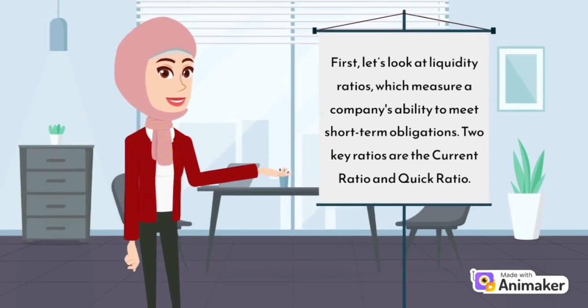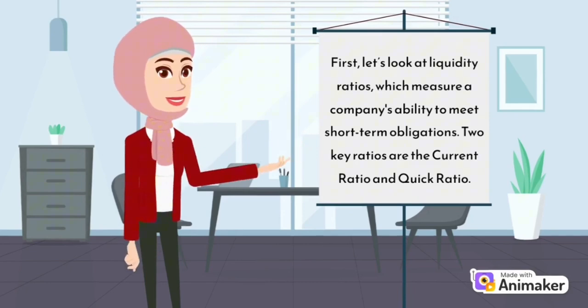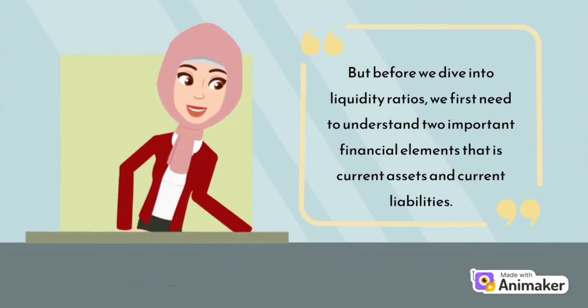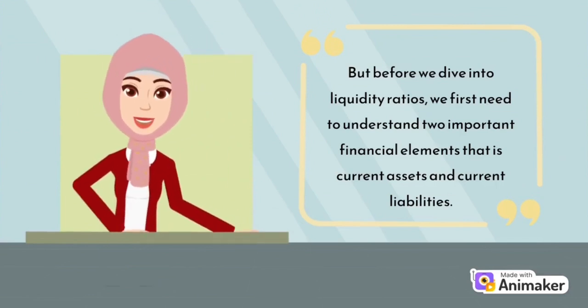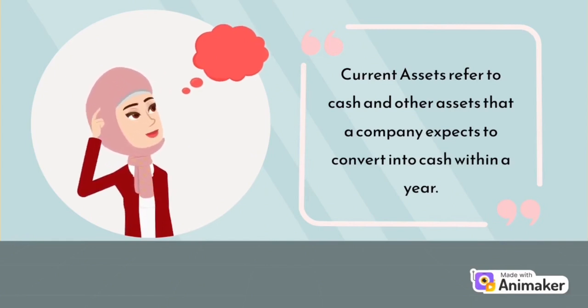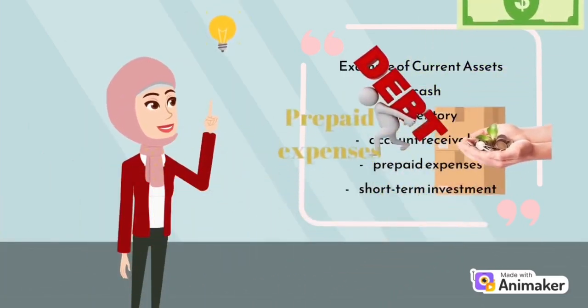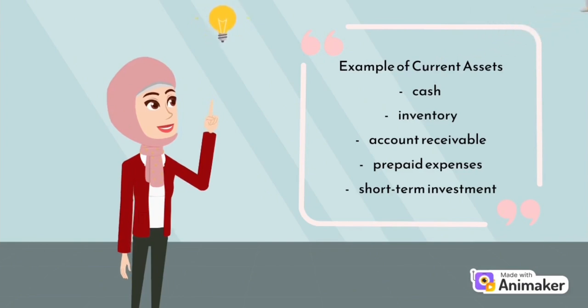First, let's look at liquidity ratios, which measure a company's ability to meet short-term obligations. 2 key ratios are the current ratio and quick ratio. But before we dive into liquidity ratios, we first need to understand 2 important financial elements, that is, current assets and current liabilities. Current assets refer to cash and other assets that a company expects to convert into cash within a year. Some examples of current assets are cash, inventory, account receivable, prepaid expenses, and short-term investment.